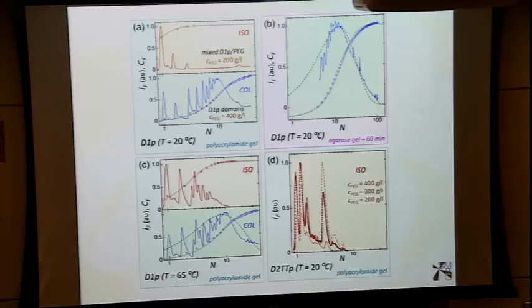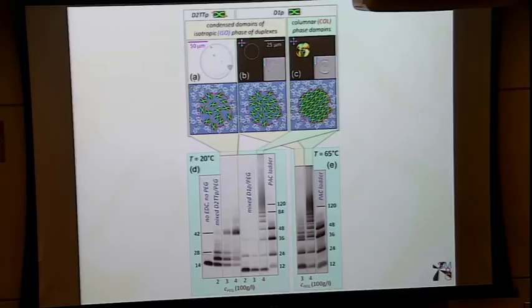But then we found that with this PEG depletant, we could generate a situation where, thermally, in this condensed state, we could melt the lunar crystal phase and maintain these condensed droplets.